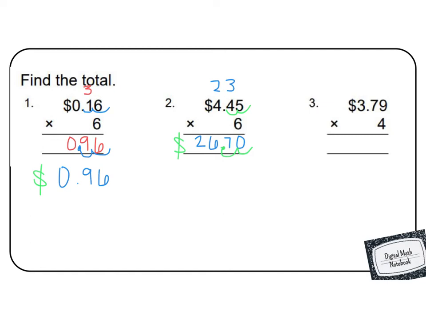All right, let's try one more problem. In this problem, we're multiplying $3.79 times 4. 9 times 4 is 36. 4 times 7 is 28, plus 3 is 31. 4 times 3 is 12. And 12 plus 3 is 15. Then we're going to go count for our place values. That's going to be 1, 2. We're going to go down to our answer, 1, 2. So our answer would be $15.16. Pause now to type your answers into your digital math notebook.